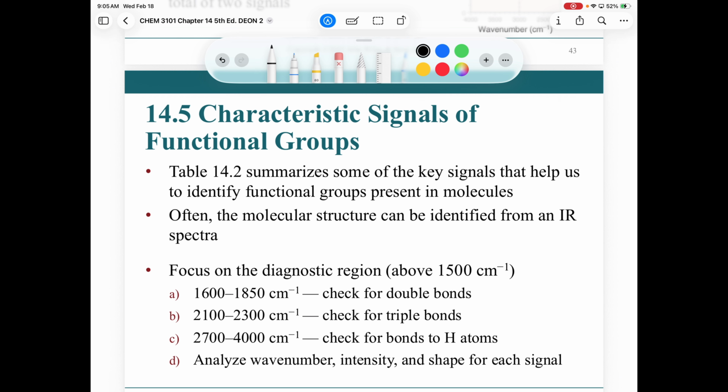So let's summarize a little bit of what we've covered, which has been a hell of a lot of information, pardon my language. Table 14.2, the handout, and again, don't leave without taking one, summarizes some of the key signals that help us to identify functional groups present in molecules. I'm going to give you an abridged version of the table for your quiz. You don't have to have everything memorized, but I recommend it.